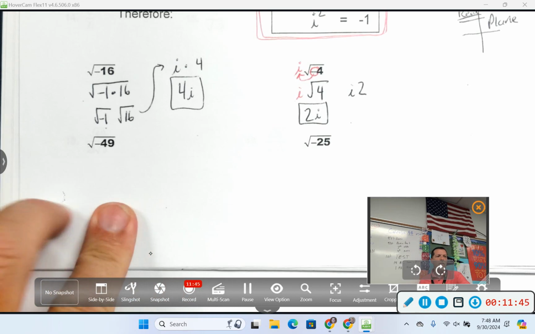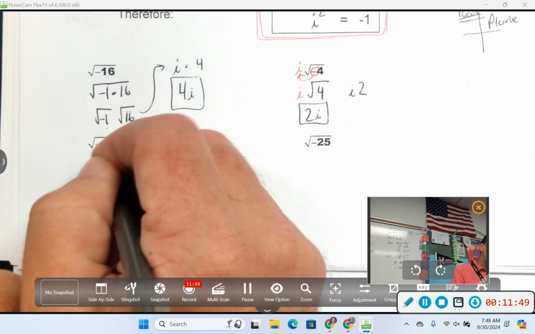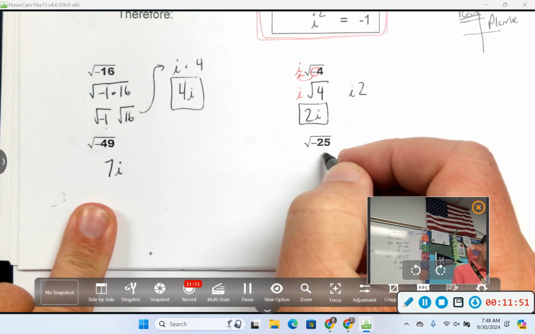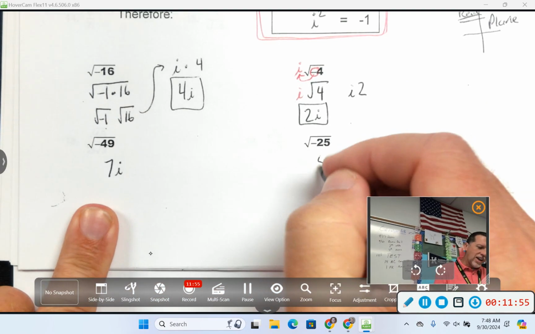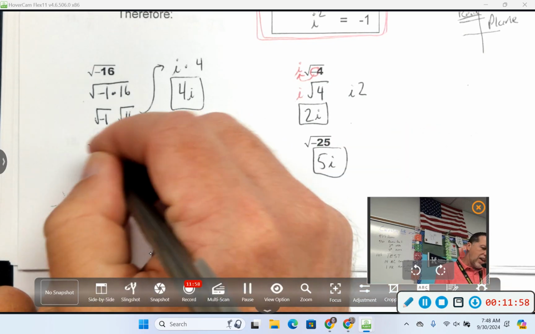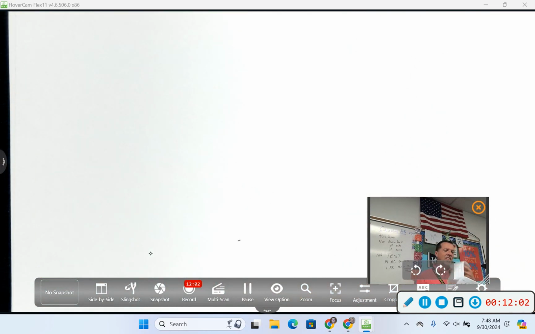So you guys already turned the page because you know what the next two are. What's the square root of -49? 7i. And the square root of -25? 5i. And you're looking ahead, and these aren't good. These aren't good. Let's see.